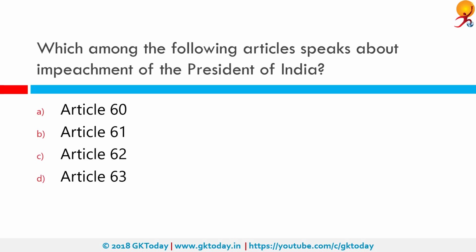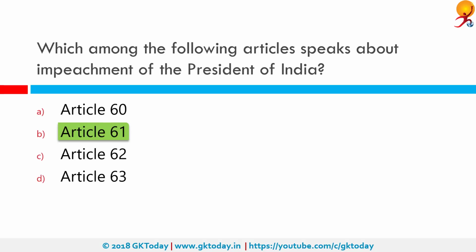Which among the following articles speaks about impeachment of the President of India? As per Article 61, President of India can be impeached on ground of violation of the Constitution. However, what amounts to violation of the Constitution has not been defined. The process of impeachment can begin in any of the houses, whether Lok Sabha or Rajya Sabha, and the charges of impeachment should be signed by 1/4 members of the House, in which the process begins, and a notice of 14 days should be given to the President.